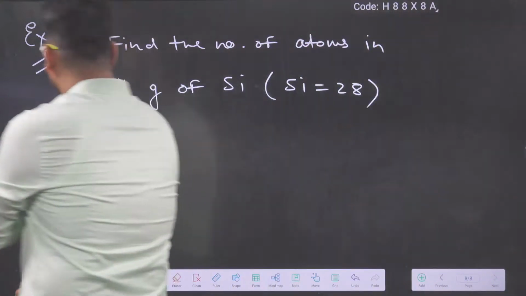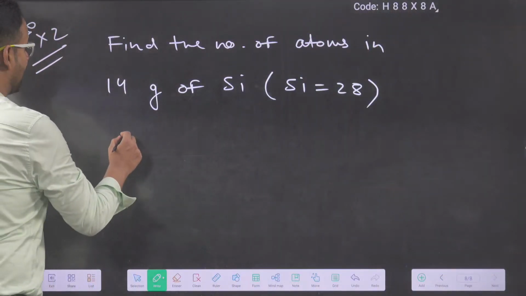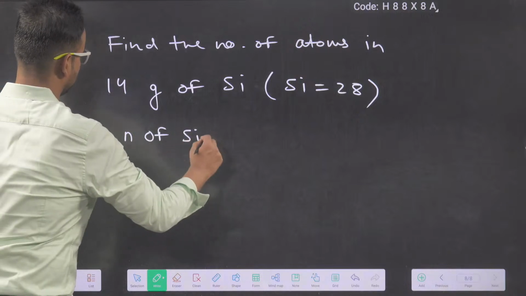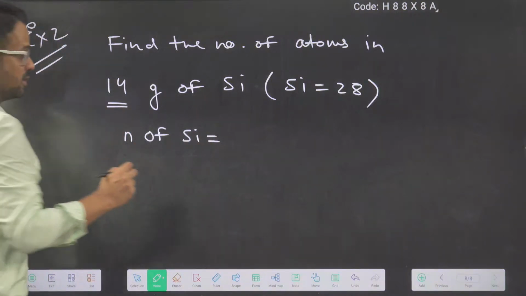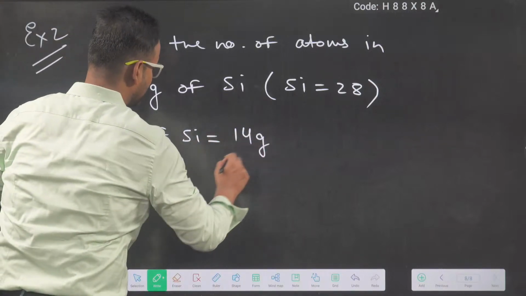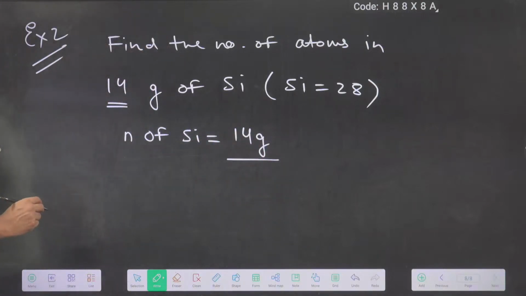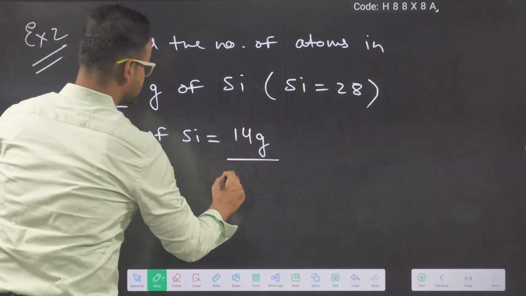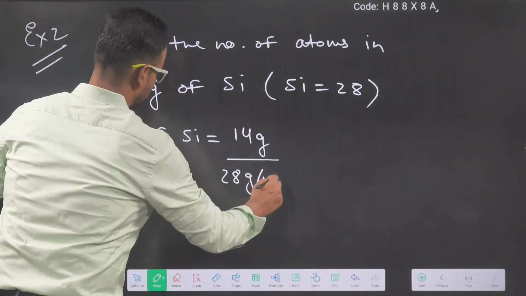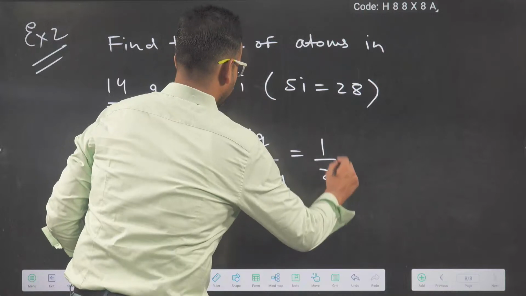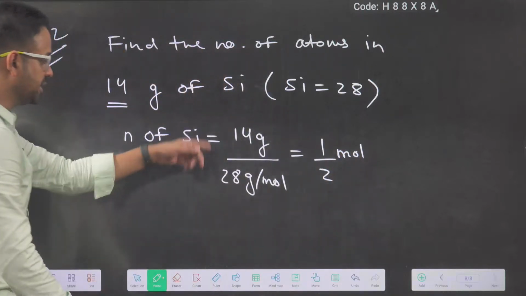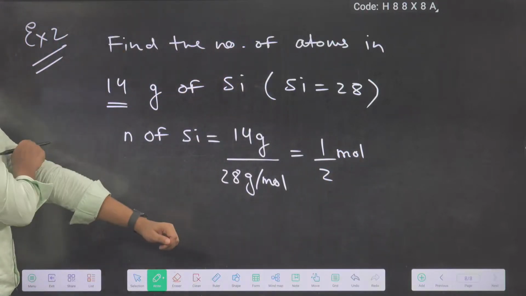What we'll do over here, boys and girls, is calculate the moles of silicon. Moles of silicon will be given mass by molar mass. Given mass is 14 gram and molar mass is 28 gram per mole. Given mass by molar mass is 1 by 2 moles. 14 2s are 28, the 14 table you remember.